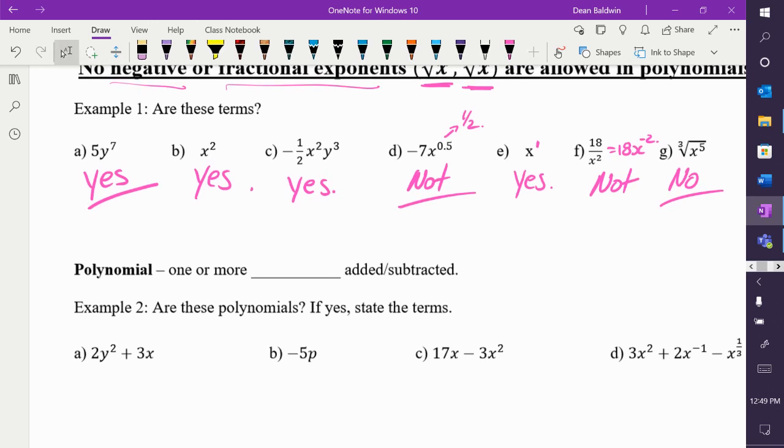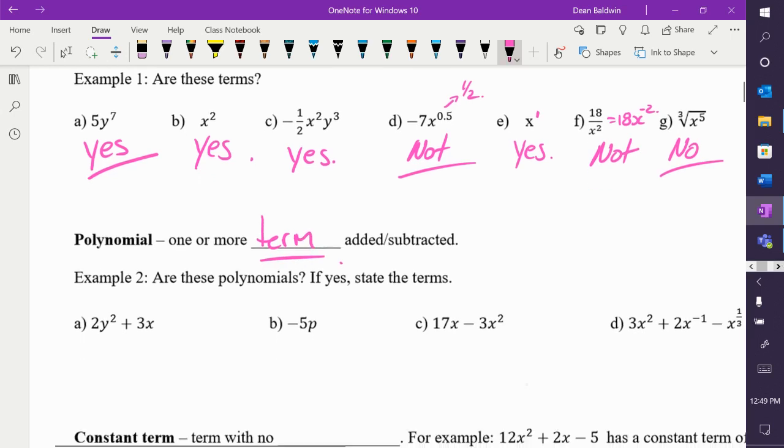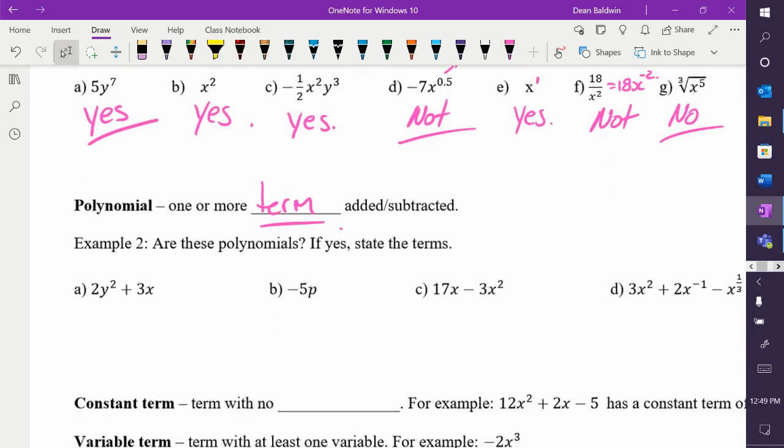A polynomial is when you take one or more terms and add them together or subtract them. So for it to be a polynomial, it's terms put together. Terms cannot have negative or fractional exponents. So is this a polynomial? Yes, it is.